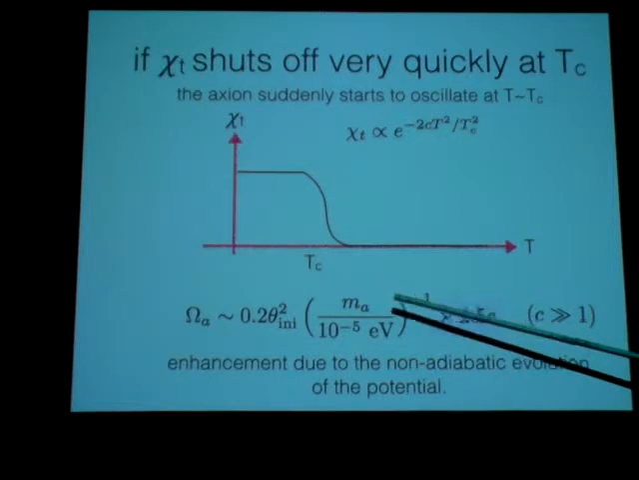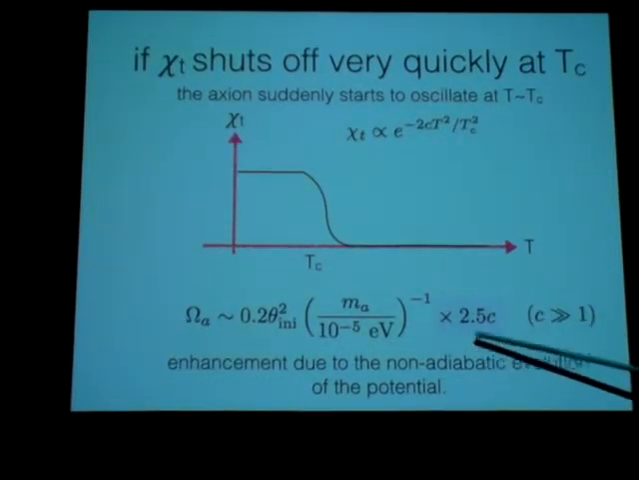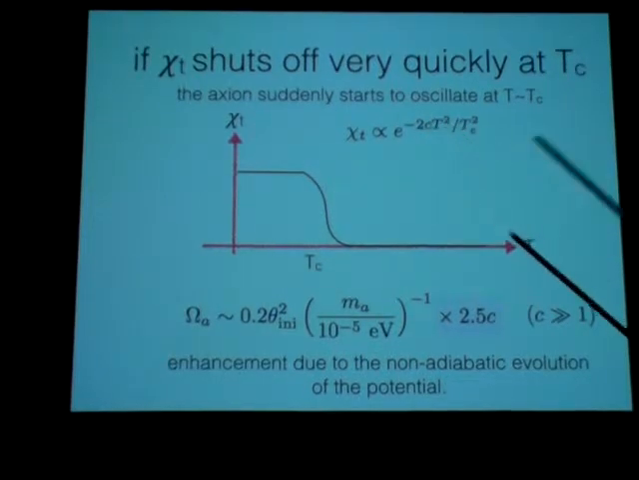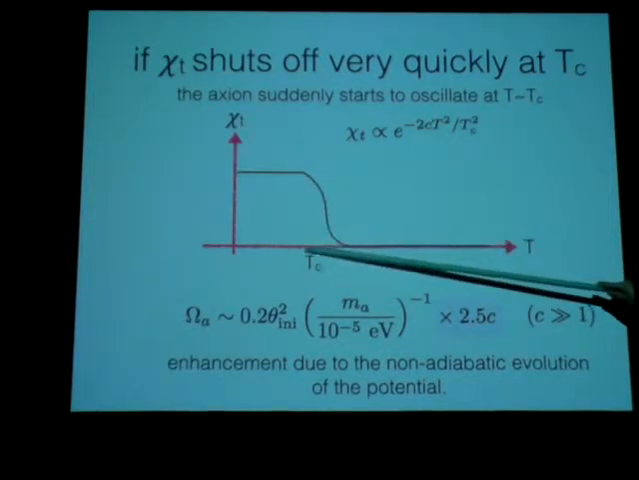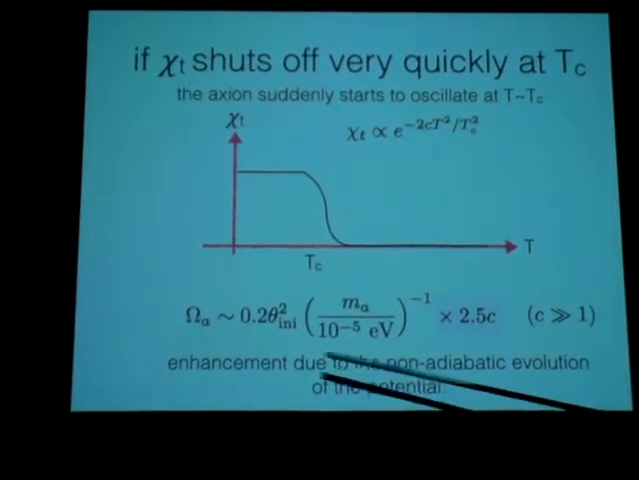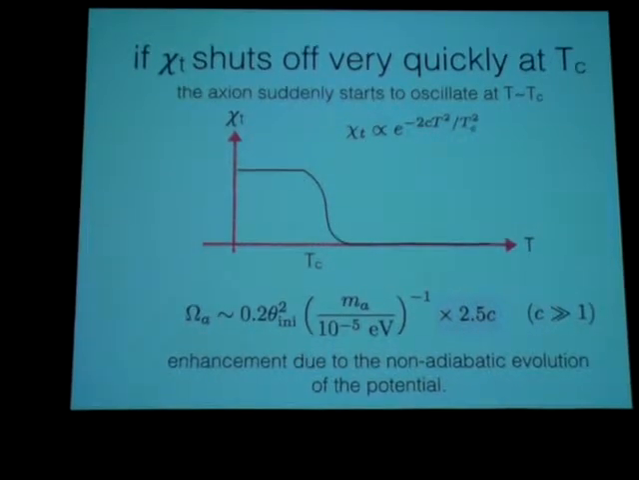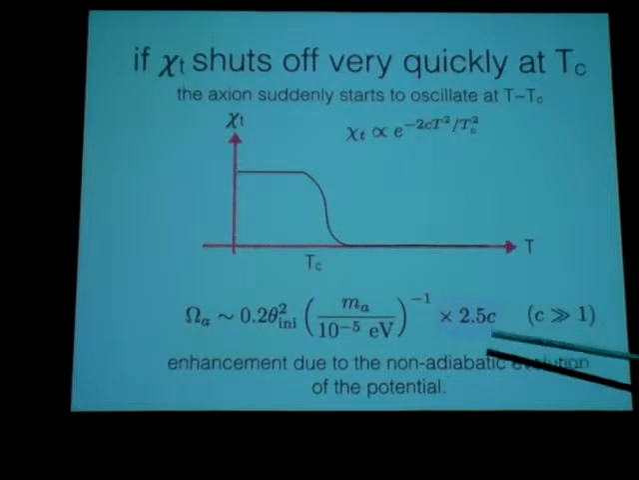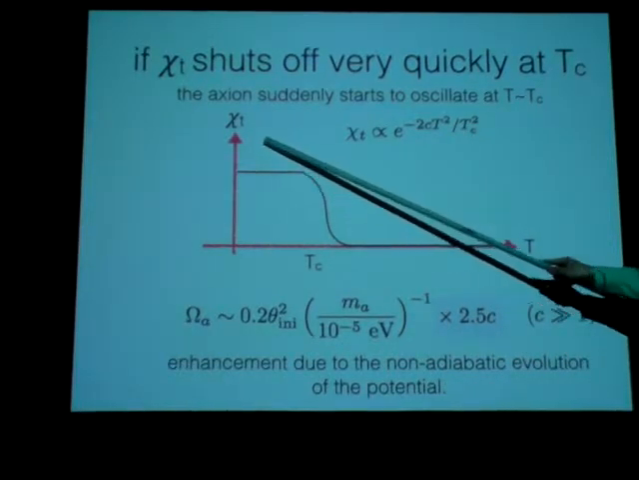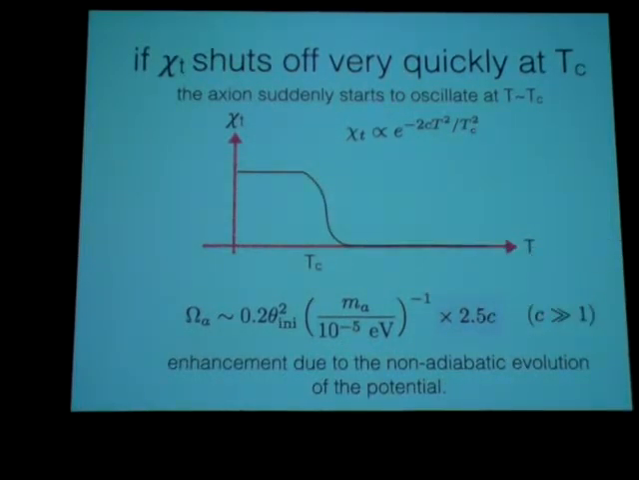Axion abundance gets enhanced by a factor which parameterizes how quickly it shuts off. So if this is really a step function, I get Omega to be 10 to the 5, independent of the axion mass. So the so-called axion window is just gone. So it's very important how quickly chi_t shuts off as a function of temperature.